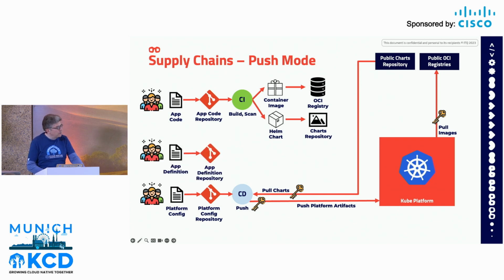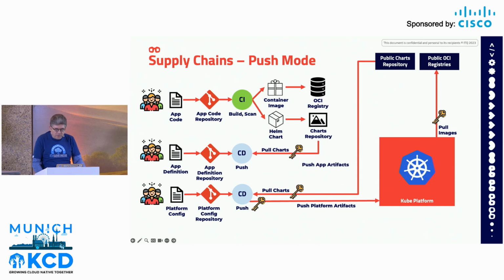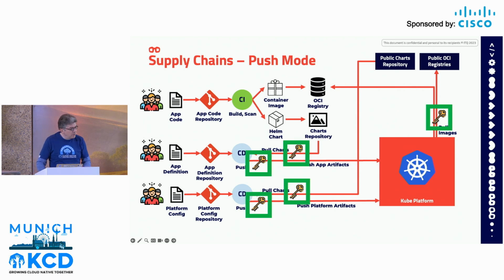Then the application configuration is managed on the side, in the project application definition repository. The application definition as well triggers a CD pipeline. The CD pipeline is as well calling some command like kubectl or Helm install. The Helm chart is pulled from the local repository, and the resulting configuration is pushed to the Kubernetes cluster. And then Kubernetes pulls the image from the local repository to get the application deployed on the platform. So this is the usual way of managing push mode.